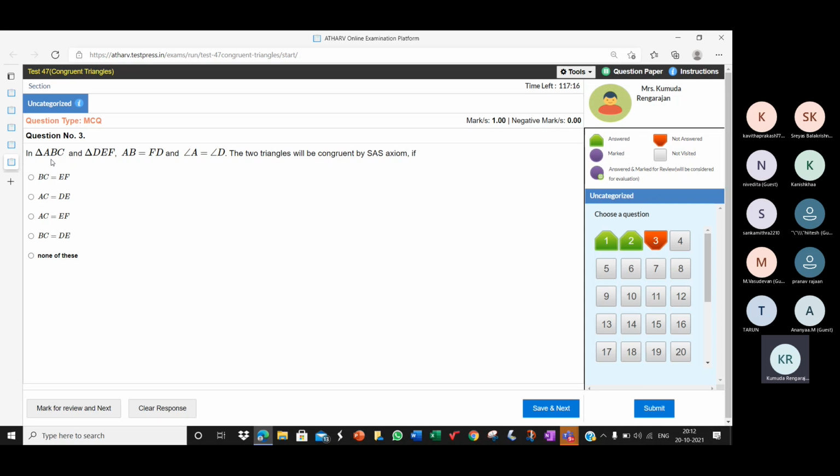Does anybody have a doubt in the way the information is given? AB is equal to FD. Please draw triangle ABC and triangle DEF. Mark the side AB equal to the side FD. Angle A is equal to angle D.